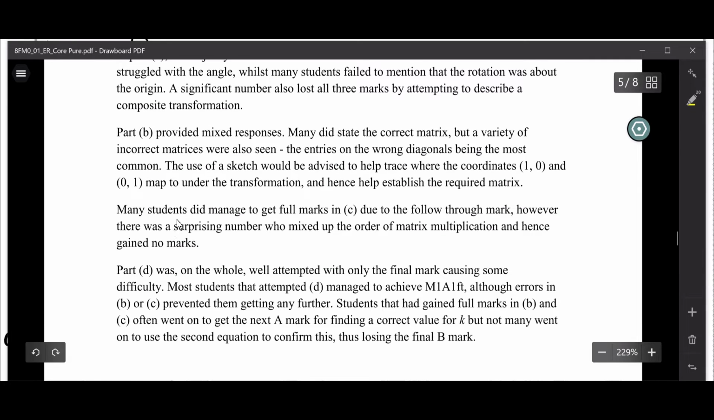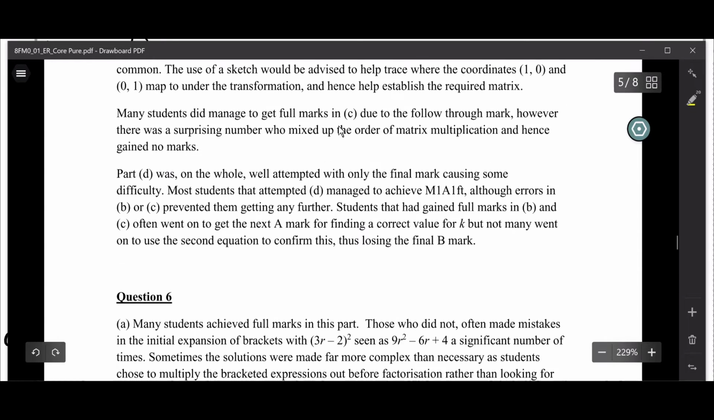Then for part C, many students did manage to get full marks in C due to follow-through marks. However, there were a surprising number who mixed up the order of matrix multiplication and hence gained no marks. So when you deal with combinations of matrices, you have to work backwards, as I said in the question.